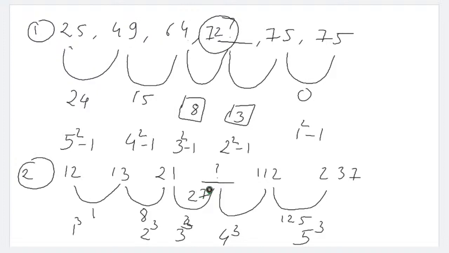So if you add 21 plus 27, what do you get? You get 48 as the answer.